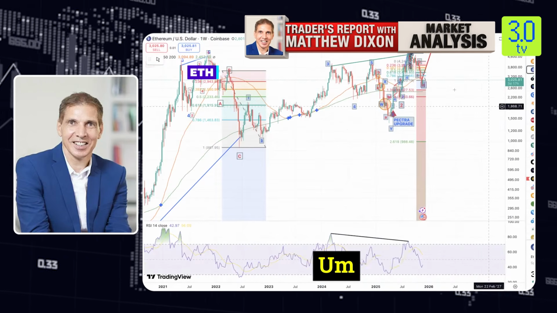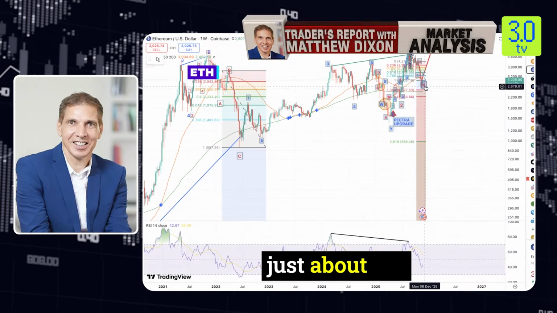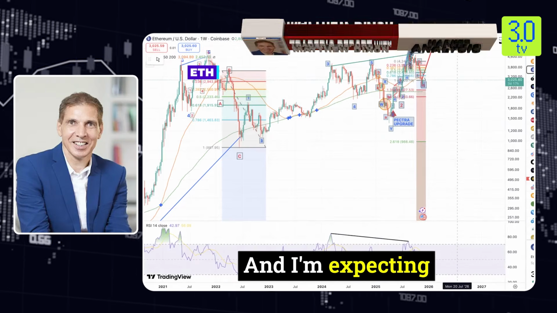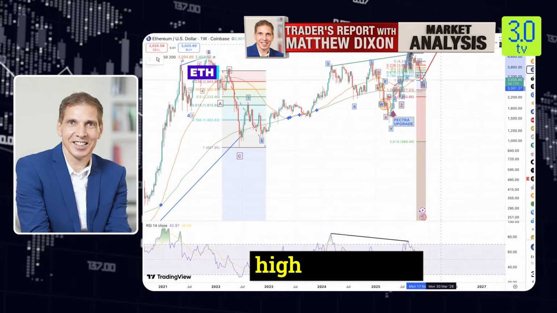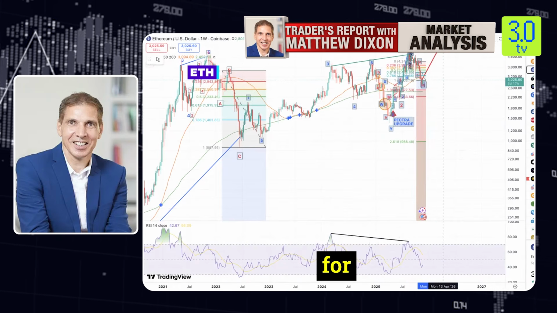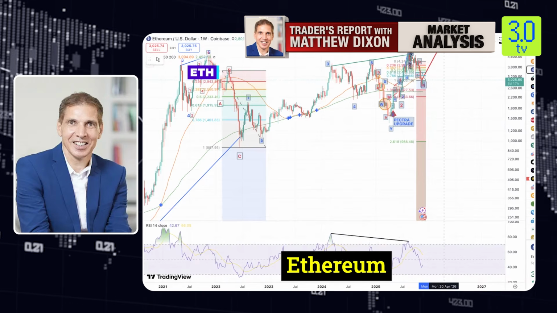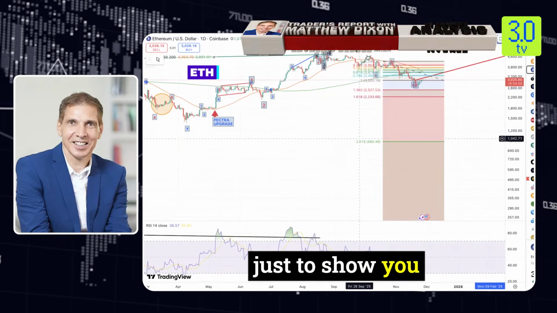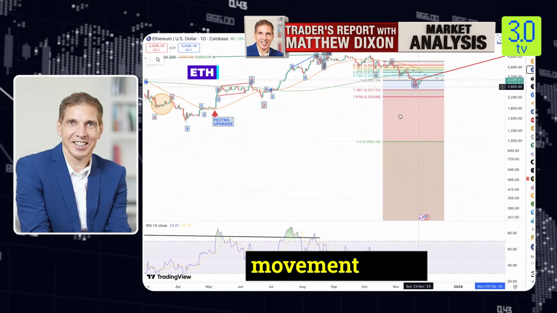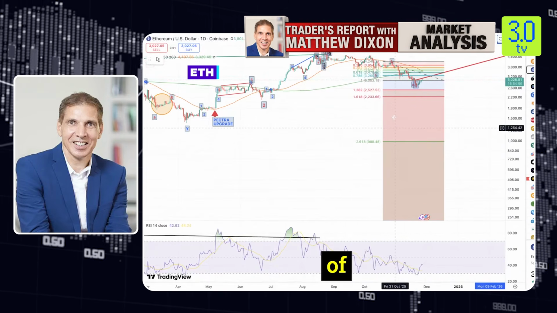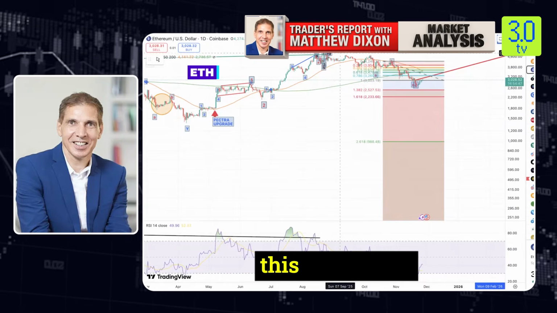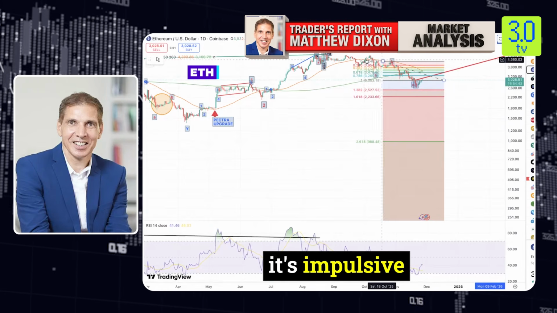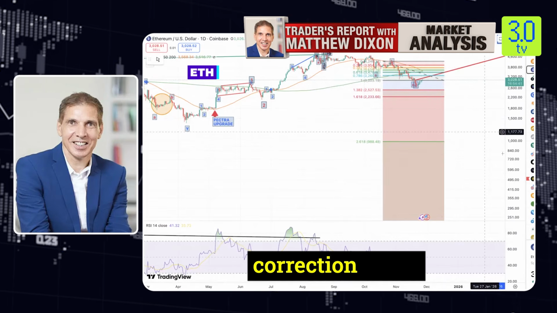Ethereum now. Take a quick look again. You can see, just about there amongst all this paraphernalia, we've got a wave 4 down here, and I'm expecting a push up, wave 5, to a new all-time high once again for Ethereum. So I'll go back to a shorter time frame, maybe daily, just to show you this choppy ABC movement down in wave 4. It's not impulsive. There's lots of overlap there, where basically this movement down here was overlapped by this movement up here. So I don't think it's impulsive. I'm quite confident this is an ABC correction down.